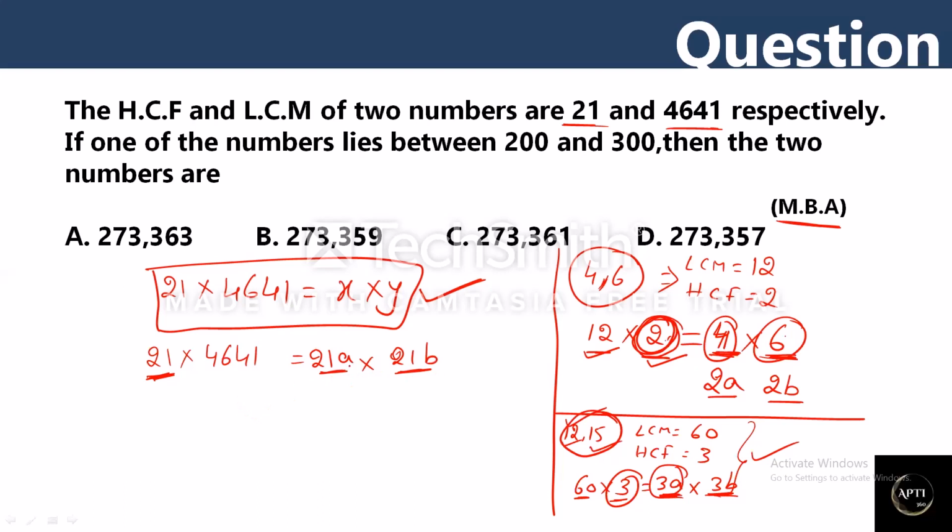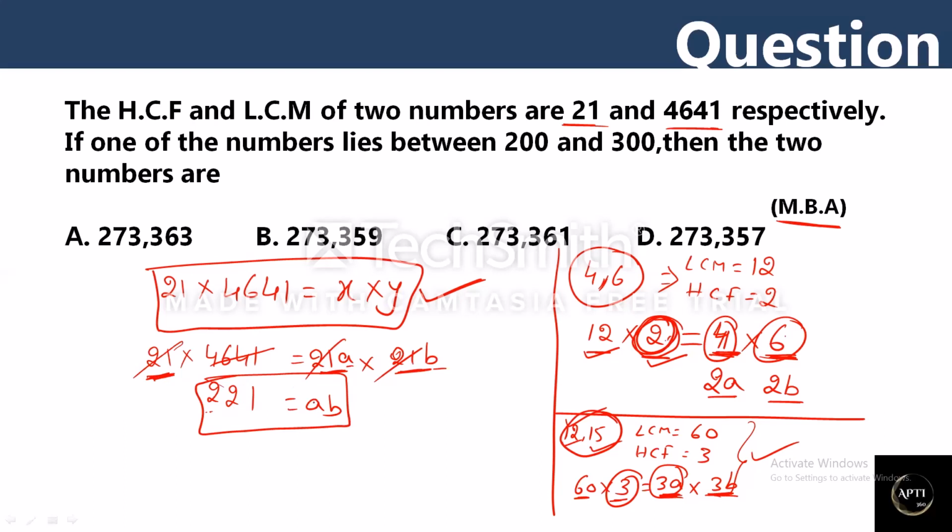Now we need to calculate a and b. We'll cancel the 21 here. 21 two times is 42, again 21 two times is 42, and 21 one time is 21. So finally we got 221, which is nothing but ab. The value of ab is 221. Now if you observe, 221 is not divisible by 2, not divisible by 3, not divisible by 4.